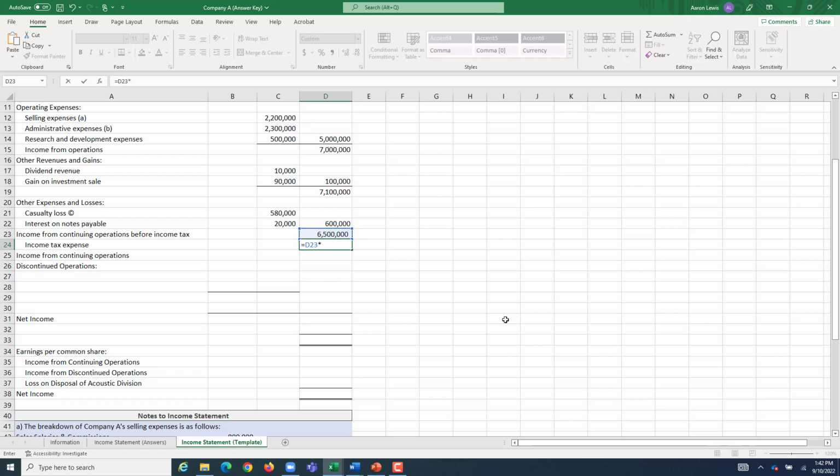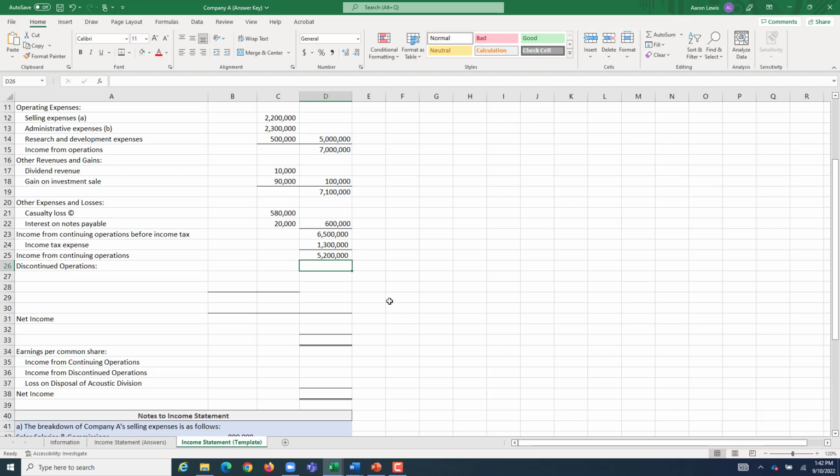So I'm just going to type equals, click on that 6.5 million, and multiply it by 0.20. That is $1.3 million. We will have to pay $1.3 million to Uncle Sam, our local government, etc., in the form of taxes on that $6.5 million we made. So after we make that tax payment, we cut that check to the IRS or whomever, we'll have $5.2 million left over that came from our continuing operations.